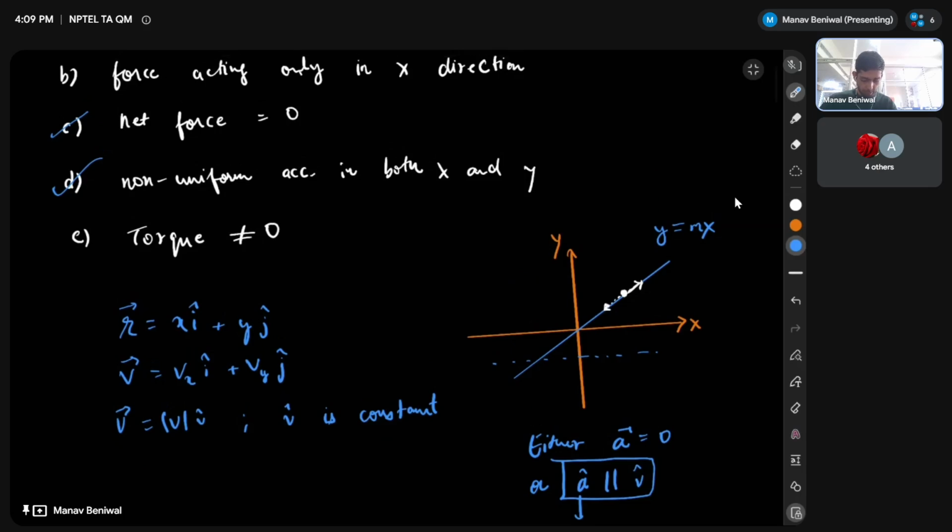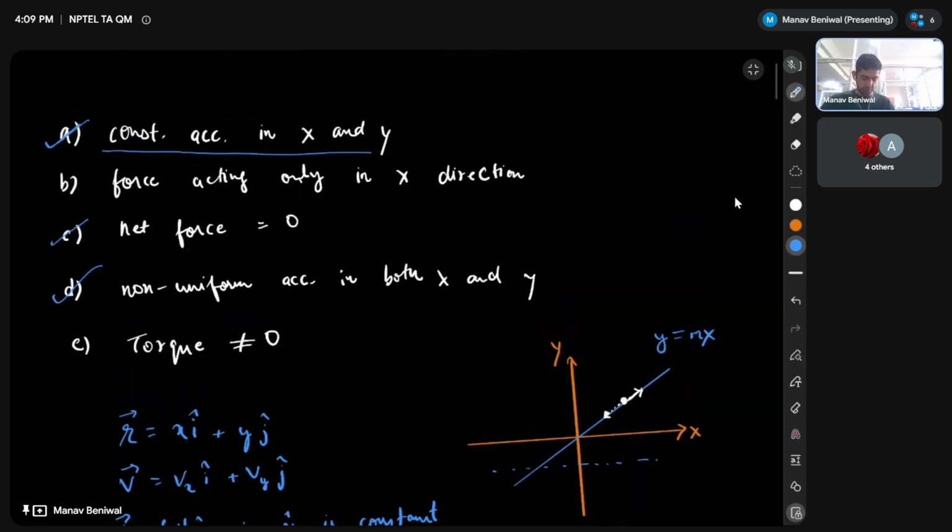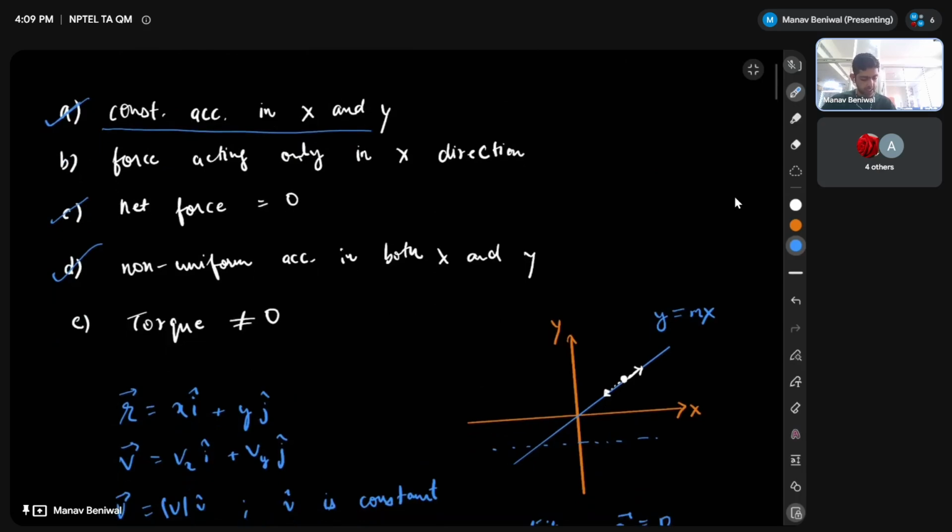So this third one is very straightforward. The only requirement is that my particle moves on this straight line. So is it possible that a particle is moving on a straight line and the net force acting on it is zero? Of course it is possible, right? This is the first law of Newton. It can have a constant velocity and net force will be zero. It will continue moving on that straight path, so this is of course possible.